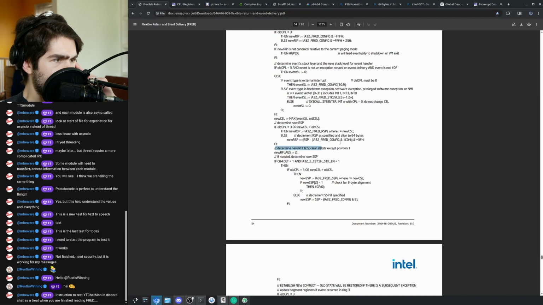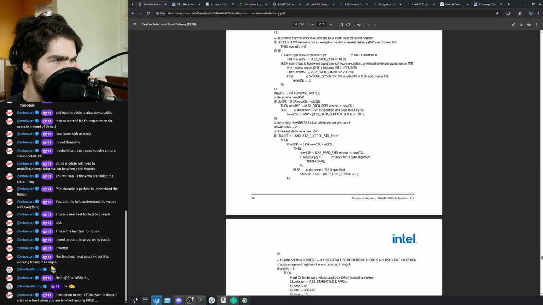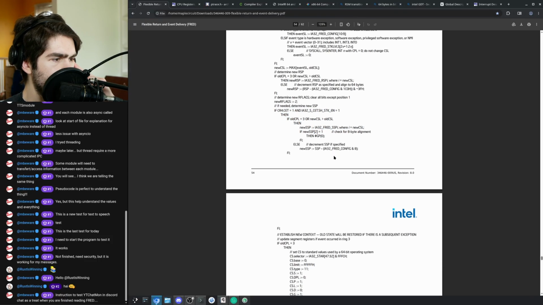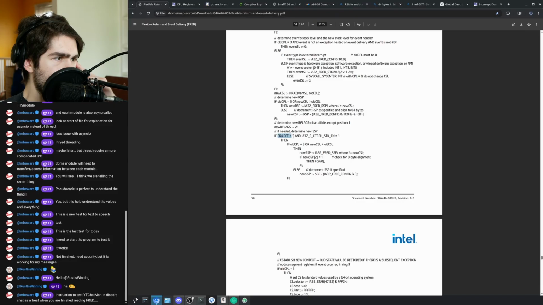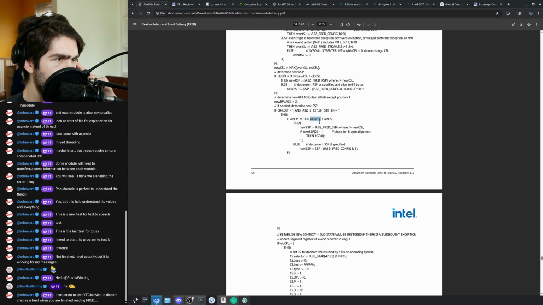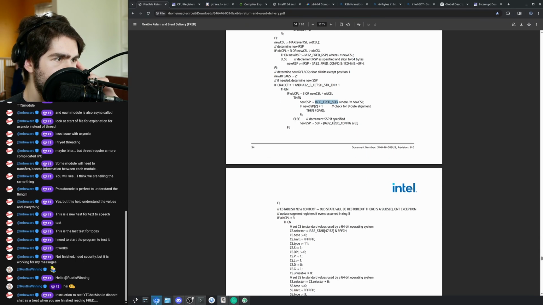Determine new R flag. Clear all bits except position 1. Okay. I don't know that. So if needed, determine the new shadow stack pointer. Okay, I truly don't think that we need to read this, but we'll do it quick. If shadow stack enable, then old CPL equals 3. Okay, so we do the same logic that we had above. So we do the shadow stack thingy. So we're essentially doing the same thing as above, but just for shadow stack.